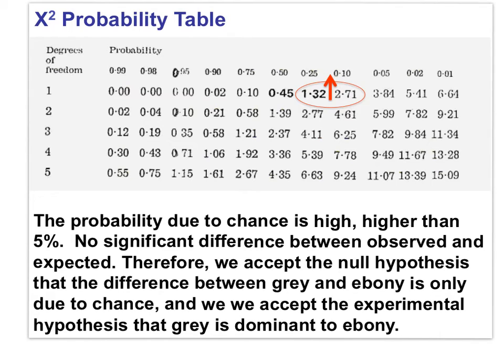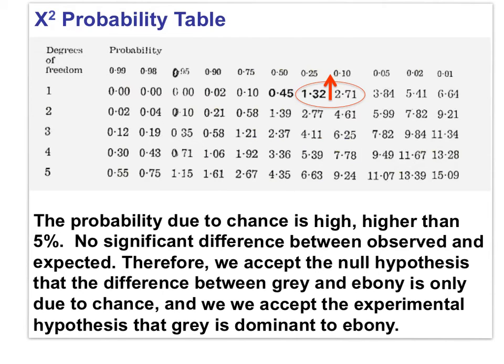We accept the experimental hypothesis that gray is dominant to ebony and that this gene operates in a simple dominant recessive pattern. Now, if the difference between observed and expected was large, resulting in a low probability value due to chance, then we would need to start the statistical work over with a new hypothesis formulated around a new pattern of heredity.